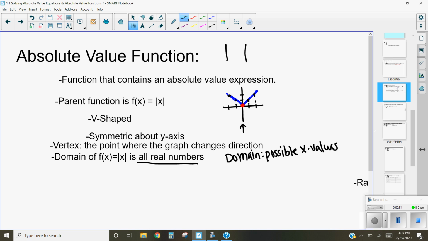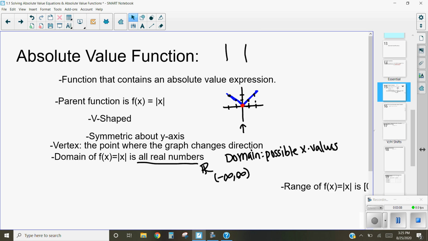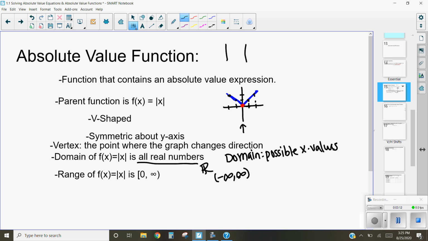So that's what our domain is. In this case, it's going to be all real numbers. Another way we can write that is with this fancy R that represents the set of all real numbers, or we can write it using set notation, that it goes from -infinity to infinity. The other component about these functions is the range. For this parent function, the range goes from 0 to infinity.